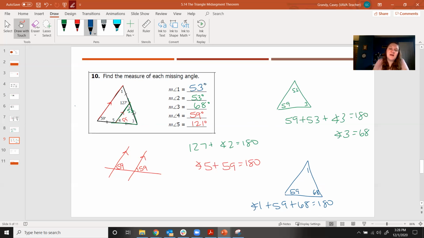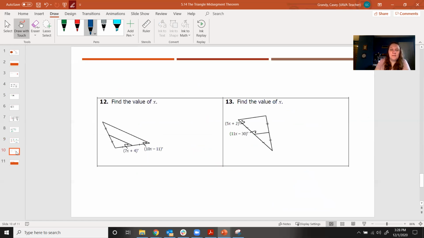You could have also found that by looking at angle 2 and angle 1. They're corresponding angles, which means they have to be congruent. So if you thought about that slightly differently, that's okay, as long as we got the same answer. All right.